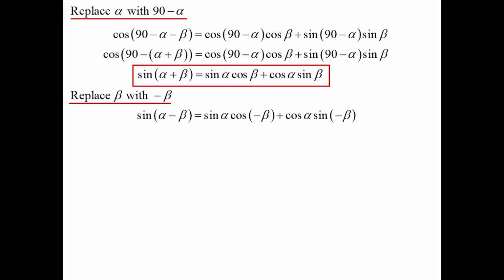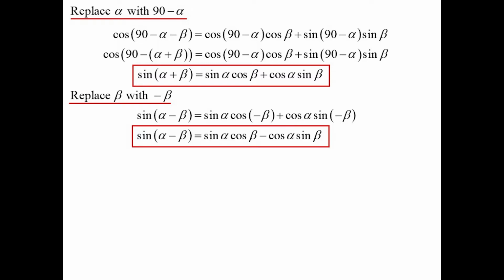So sine of alpha minus beta will be sine alpha cos minus beta plus cos alpha sine minus beta. Again, I will play with odd and even functions and we'll get sine of alpha minus beta is equal to sine alpha cos beta minus cos alpha sine beta. So this time, the sign stays the same. See, if it's plus minus, it stays as plus minus.